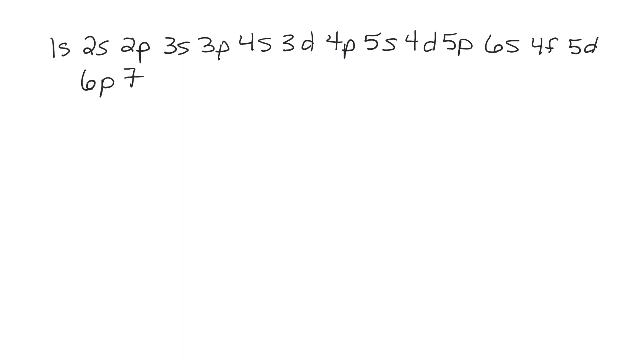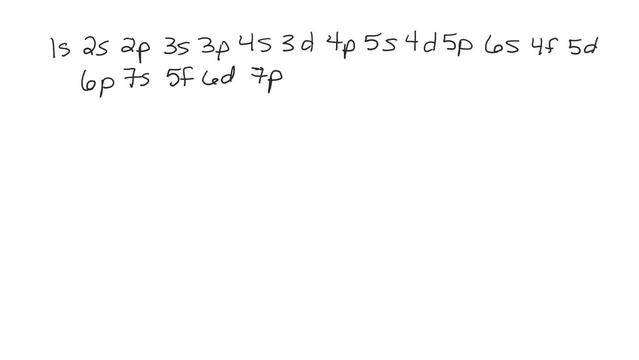And then we have a 7s, 5f, 6d, and 7p. And that's actually where it ends. That takes care of every single known element on the periodic table. Now, if you notice, there's still room. So if they do come up with a new element, that would go into an 8th energy level. And then we would have an 8s.